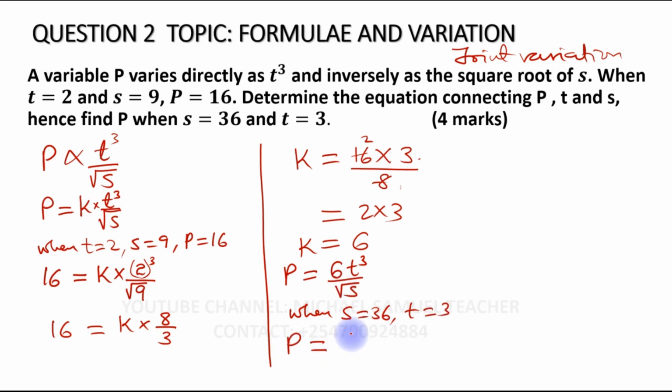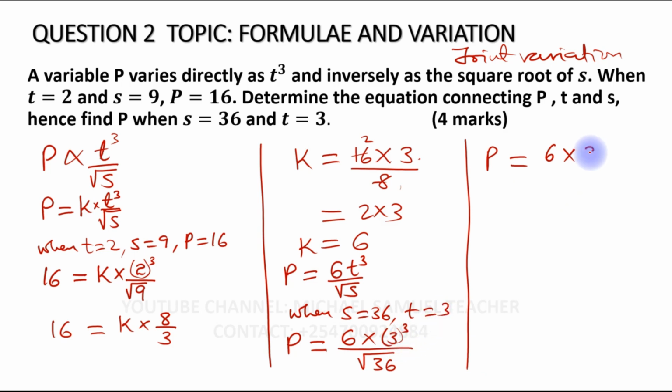So p will be equal to, now 6 times t, which is 3, that will be 3 cubed divided by the square root of s, which is 36. So p will be equal to 6 times 3 cubed, that is 27, all over square root of 36, that is 6. So by 6 1, by 6 1. Therefore p will be equal to 27, and that is the value of p.